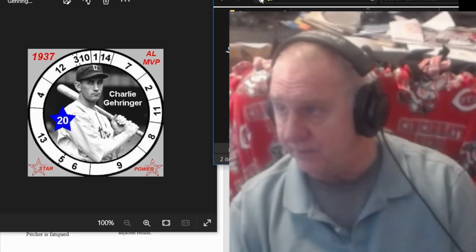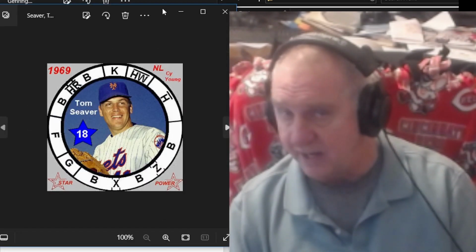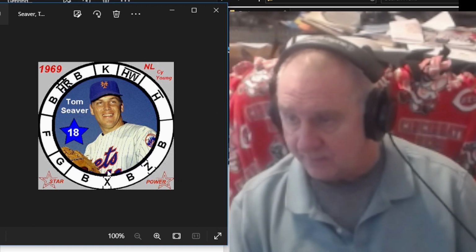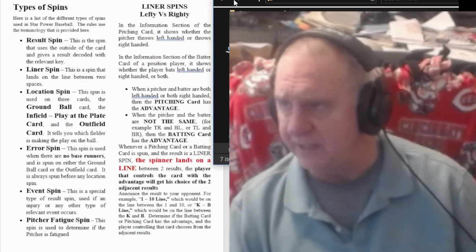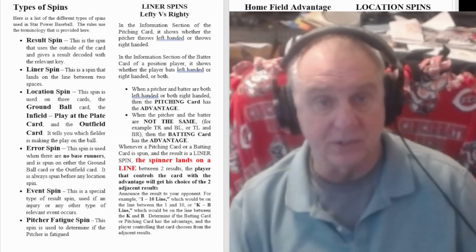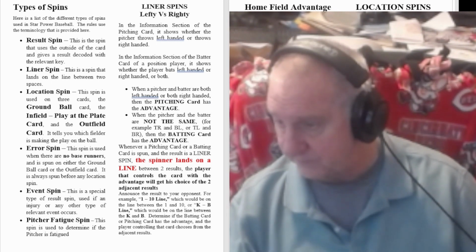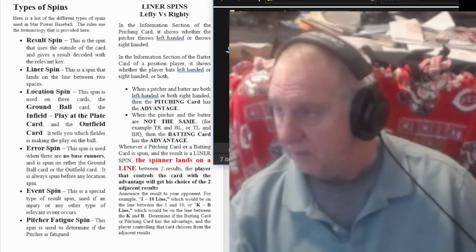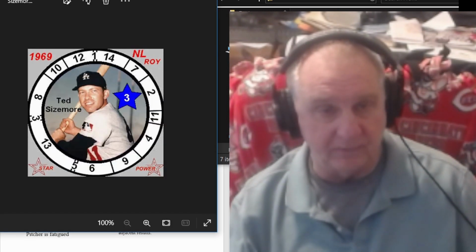If we go to another award winner, let's go to 1969 and pull up Tom Seaver. The outer circle has letters in it. That's where your results are. It's as simple as that. That's a result spin. When you need to read the outside circle of a card, that's a result spin. Now let's pull a different card up. Let's go with Ted Sizemore here. He was Rookie of the Year in '69, I believe, in the National League.